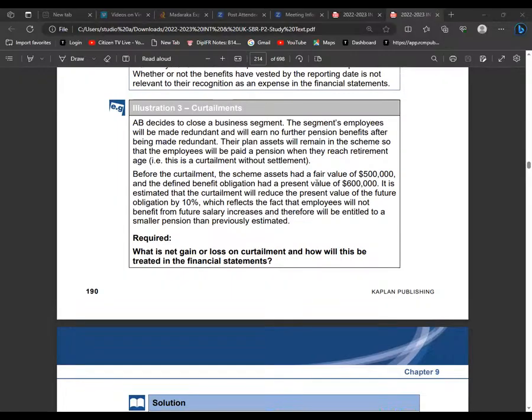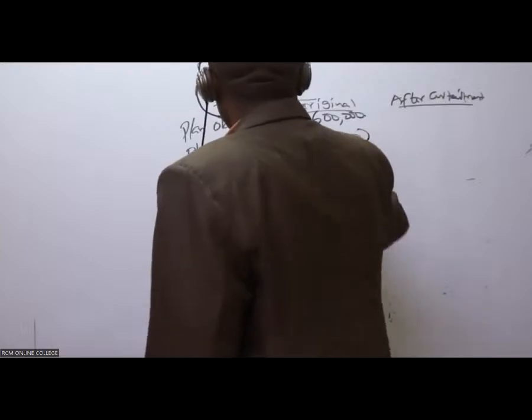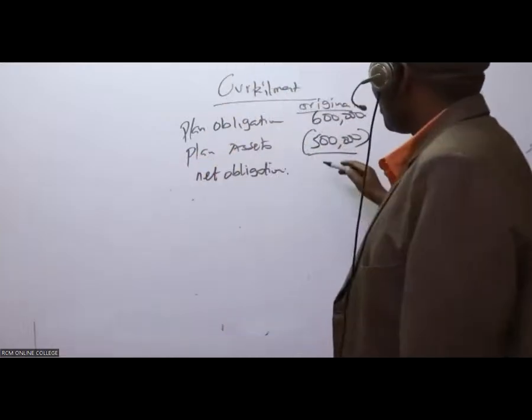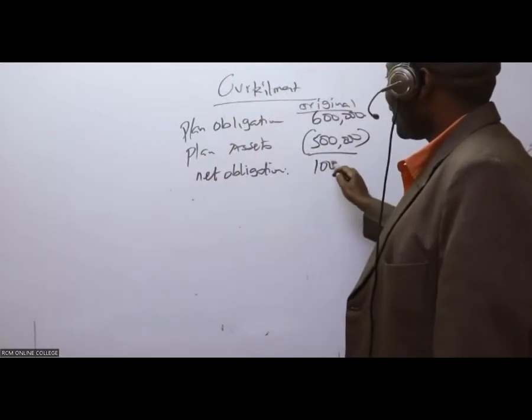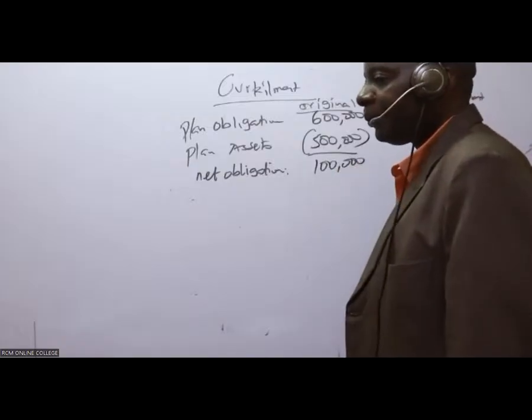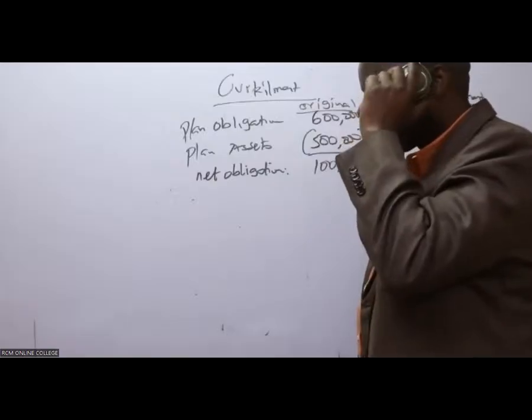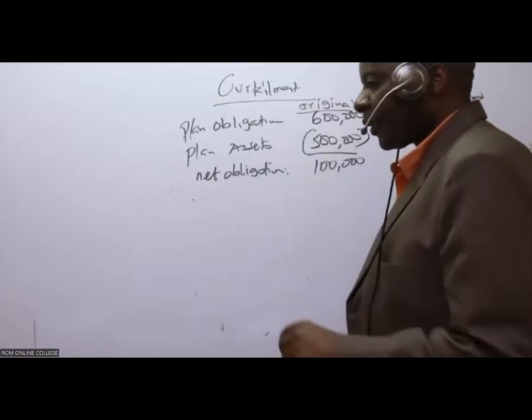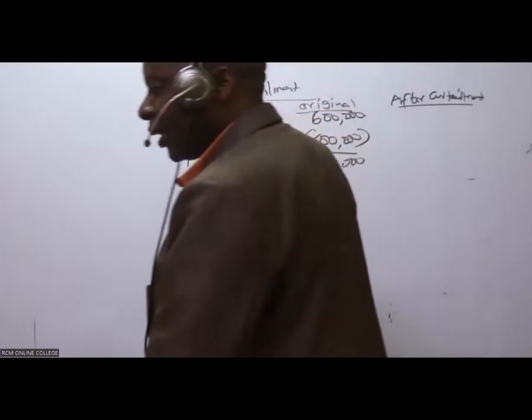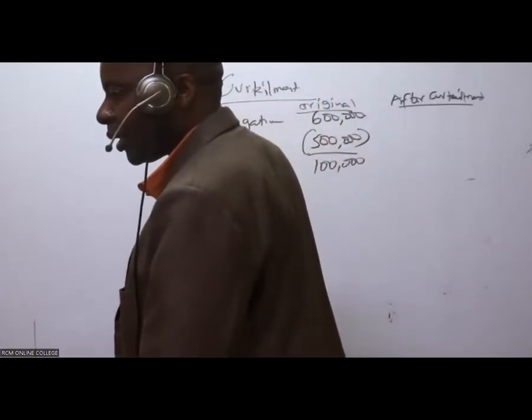So are you able to give me the net obligation? What do we have here, somebody? 100,000, isn't it? Is that okay? So in this case we have 100,000.